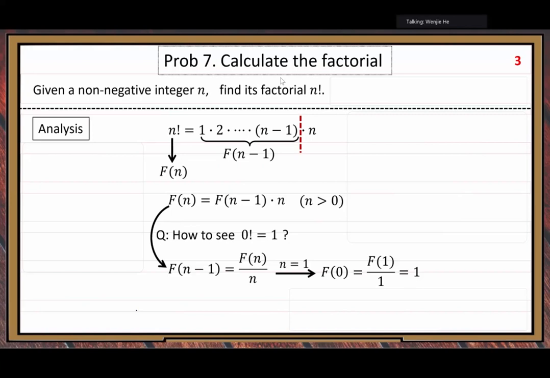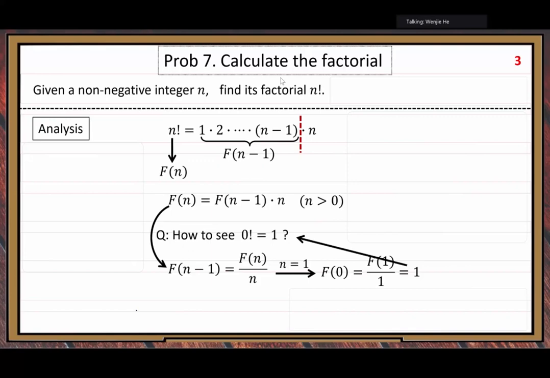But f of 0, what is the meaning of f of 0? That's 0 factorial, right? F of 0 corresponds to 0 factorial. Here you can see by our recurrence relation formula, we can derive that f of 0 must be 1 to make sure it works for all the cases. For all the cases, it's compatible. So this is our first understanding.